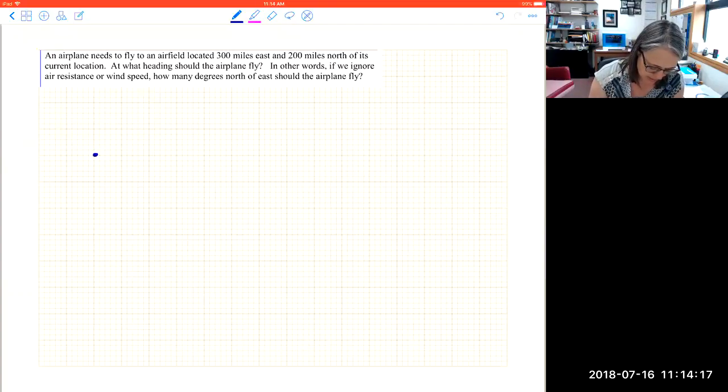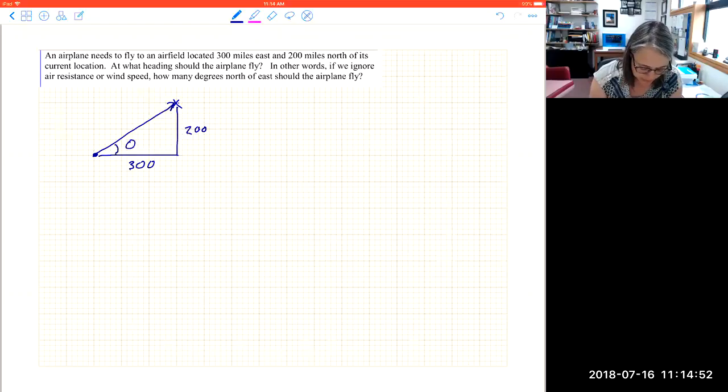My airplane is located right there, okay? And I want to get from that spot to a spot that is 300 miles east and 200 miles north of my current location. Here's what I know. This distance here is 300, and this distance here is 200. So what I really want is the measure of that angle, theta.